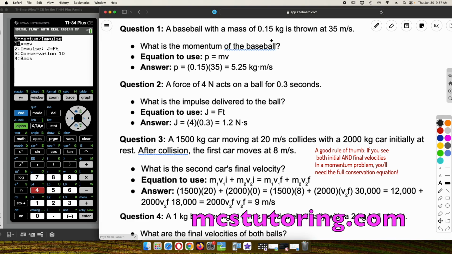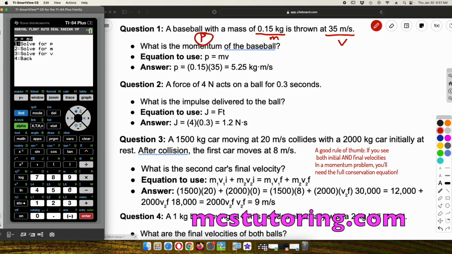A baseball with a mass of 0.15 kg is thrown at 35 meters per second. So we've got a mass here, that's going to be our M. And 35 meters per second is our velocity. It's asking for momentum, so that's the unknown, that's the P. So we're going to choose option 1, and then we're going to solve for P.